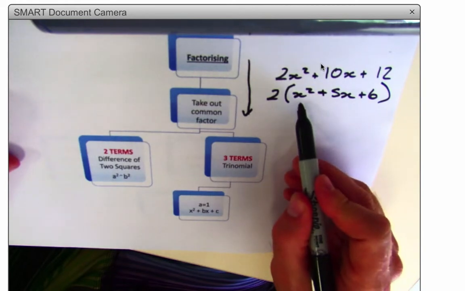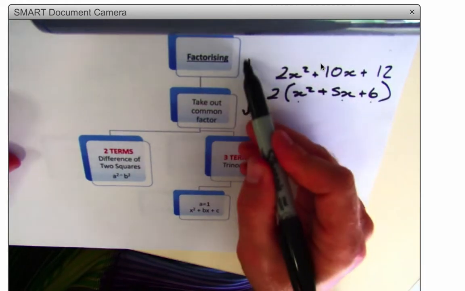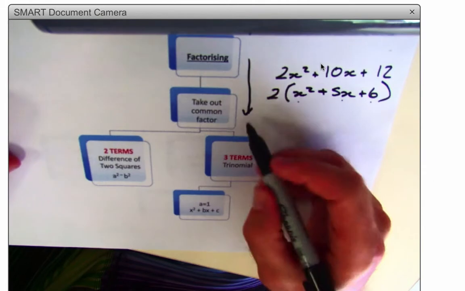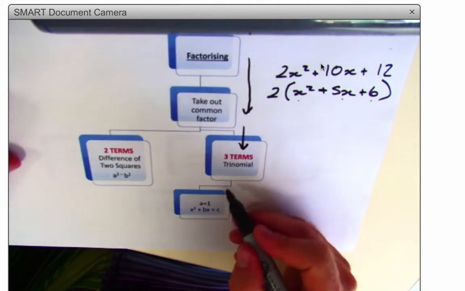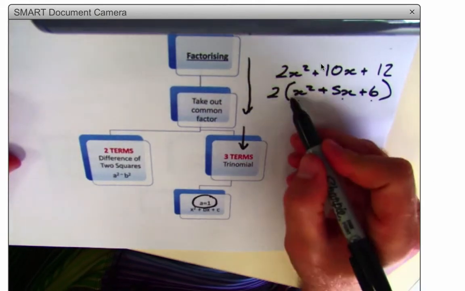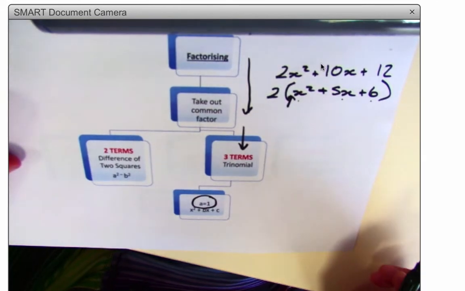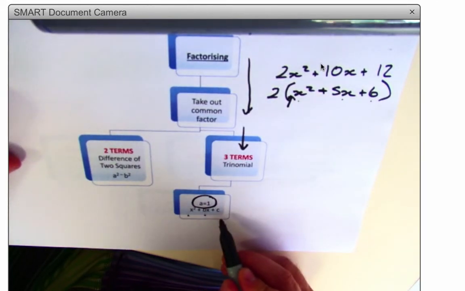This is a trinomial because there are 1, 2, 3 terms. So we've taken out the common factor. We now look down 3 terms. A equals 1. That means that the number out the front of the x squared is 1. So we have x squared plus bx plus c.